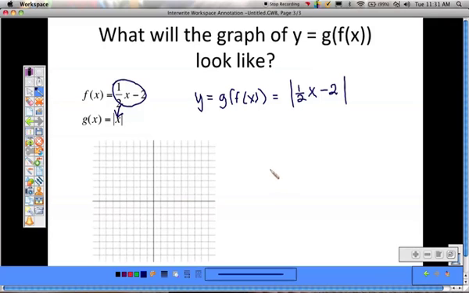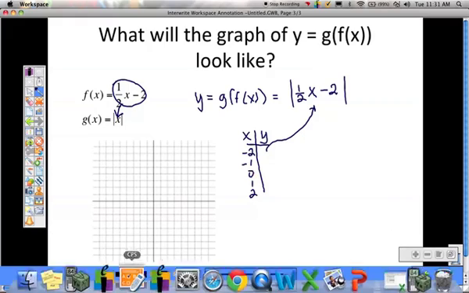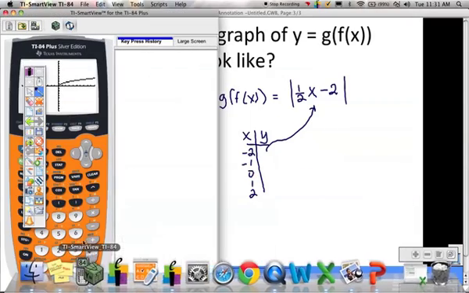All right, if you don't have a graphing calculator, you can make a table with x and y values. Pick some points, plug in, like -2. Plug these values in for x, and you can get your y values and graph. If you have your graphing calculator, you can type that in. So let's practice typing it in.